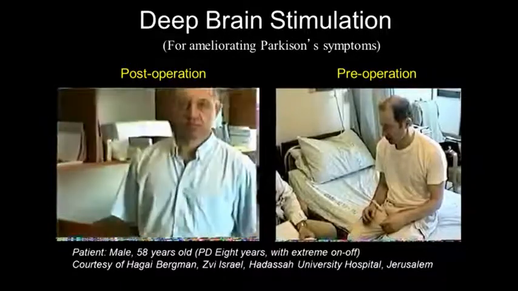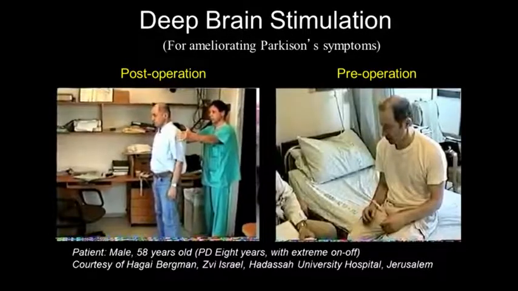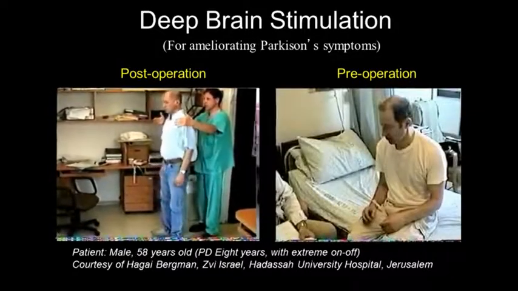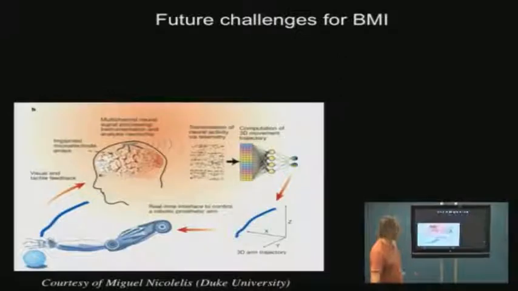Of course, when you turn off the machine, the Parkinson symptoms will come back immediately. So it's a symptomatic repair. So this is beautiful, and this is really a direction that we go, because we want to repair brains and we want to implant into the brain. And I just want to show you, just to complete this part, the future challenges of brain-machine interface.